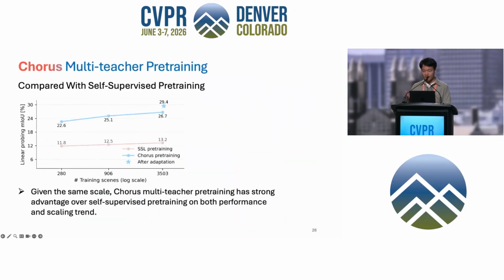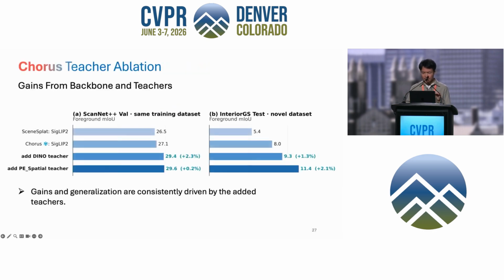Let me come back to the earlier question: why we take the different route of multi-teacher pretraining. So we compare here Course pretraining with self-supervised pretraining under the same number of input scenes. The gap is large right from the beginning, on the linear probing performance of the trained encoder, all the way up to using 3,500 training scenes. So the message is clear. At the current data scale we manage, multi-teacher pretraining is a much stronger and faster scaling route. In the ablation, we show that the gains and generalization are consistently driven by the added teachers.